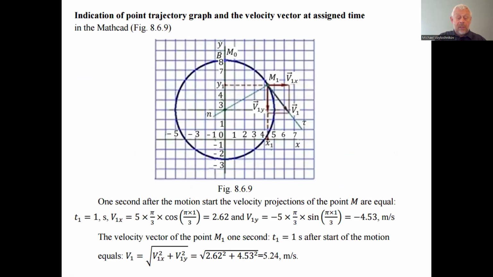And 1 second after the start of the motion, we can find the projections of the velocity if we assign t equal to 1, we substitute 1, etc. We can find these velocities. We can show this at the point after 1 second.